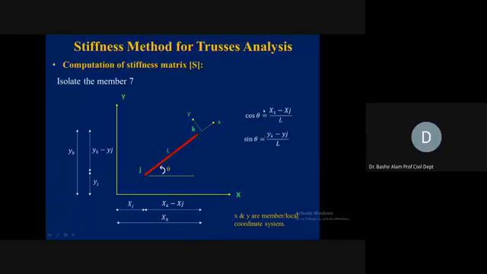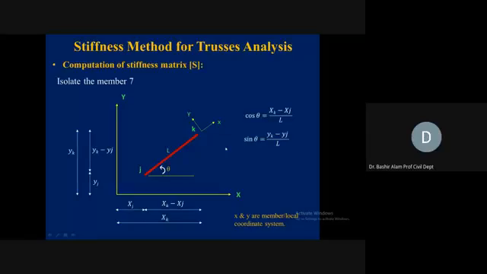What about the sine theta now? Sine theta will be perpendicular divided by the hypotenuse. Perpendicular is how much in terms of the coordinates? It is yk minus yj. So sine theta is equal to yk minus yj divided by L.